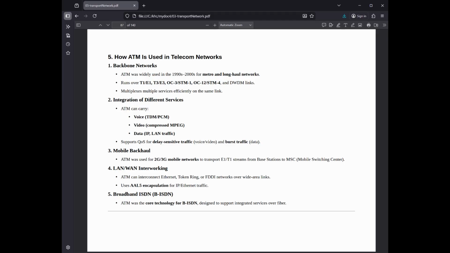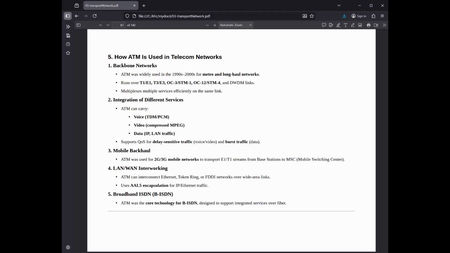Carrier of carriers, ATM often ran on top of SONET/SDH, synchronous optical network, fiber. While SONET provided the physical speed, ATM provided the intelligence to slice that bandwidth into virtual paths, VPs, for different customers or services.